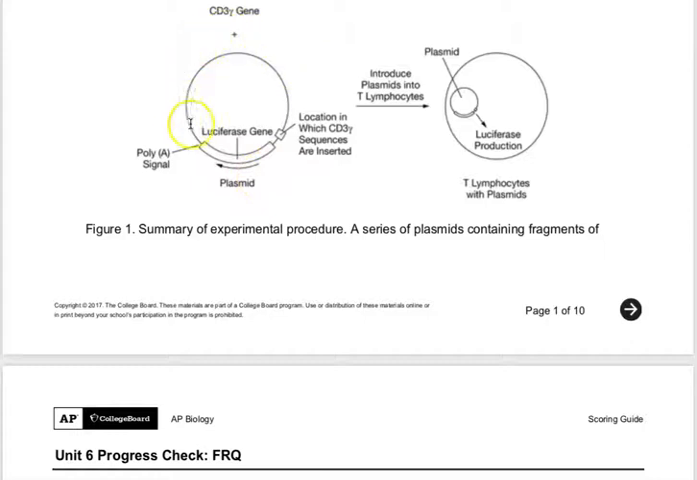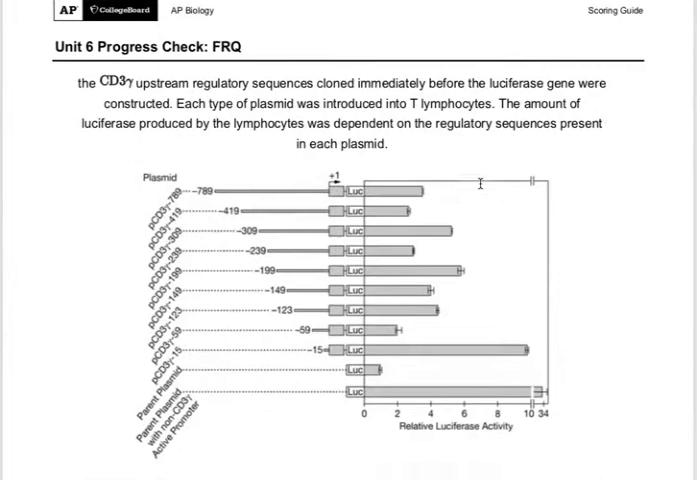Okay, so then you produce this plasmid. Remember, the plasmid is that segment of DNA, kind of like a circular DNA that you commonly find in bacteria, and you can insert that into other cells so that other cells can also express certain genes of interest. So you insert that plasmid into the T lymphocytes, and you're trying to check luciferase production, you're trying to check bioluminescence.